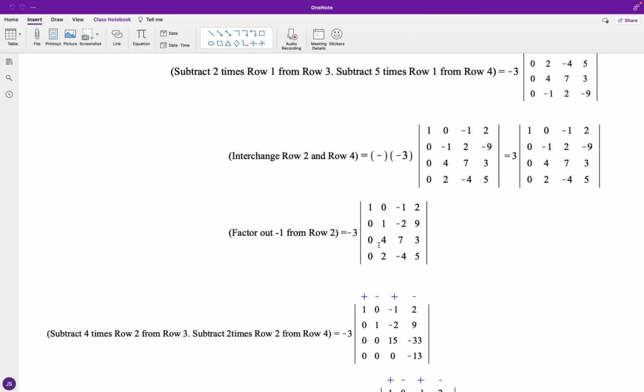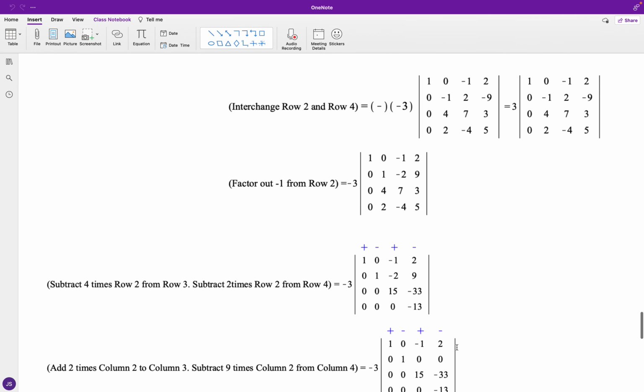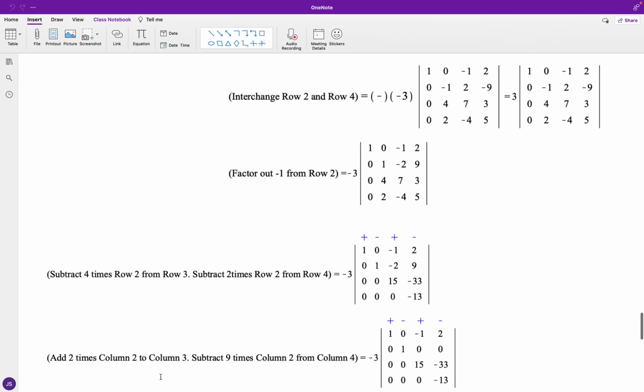So now going from this stage to what I have immediately. Okay, so we're looking at subtracting 4 times the second row from the third row. So I got 0 minus 0 is 0, 4 minus 4 times 1 is 4 minus 4, which is 0, 7 plus 8 becomes 15, and 3 minus 36 becomes negative 33. Okay, so notice I have a diagonal array, so I got 1 and 1, and I can make the 15 into a 1, and I can factor out 15 ultimately, but we'll get to that.